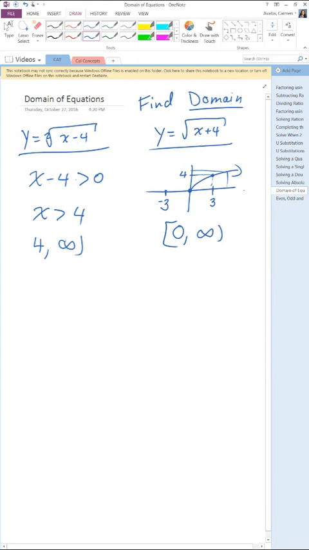And in this case, could it equal 0? And the answer is yes, because the square root of 0 is 0. So then we have a bracket there.